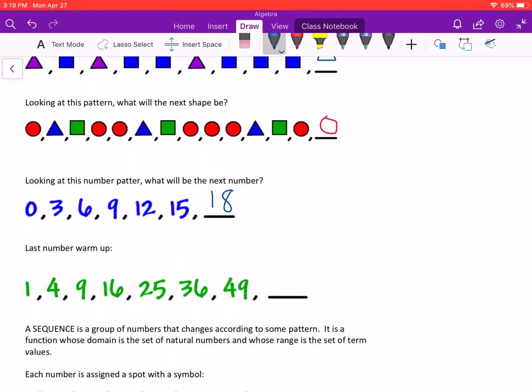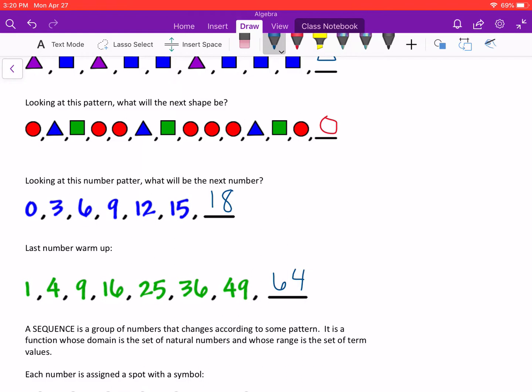1, 4, 9, 16, 25, 36, 49, and then what? Well, if we think about this, we go 1 to 4, 4 to 9, 9 to 16. They're all squares. So the next number that would be a square after 49 will be 64.